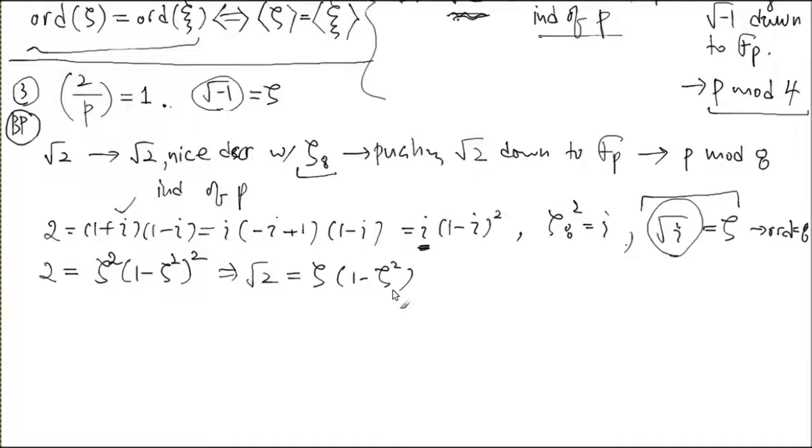But here, just saying that this order 8 element zeta times 1 minus zeta squared, if you square that element, it becomes 2. So that must be one of the square roots of 2. There's always two square roots of something, plus or minus, but we don't know which one is which.